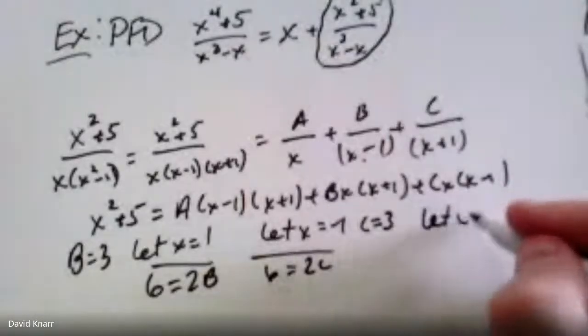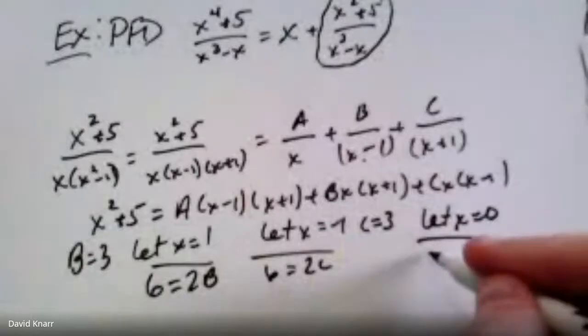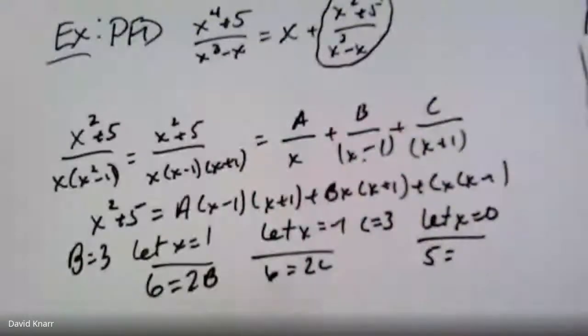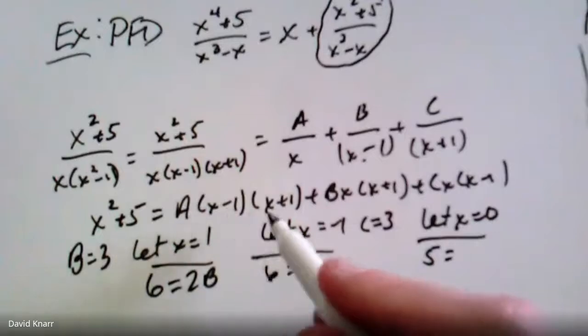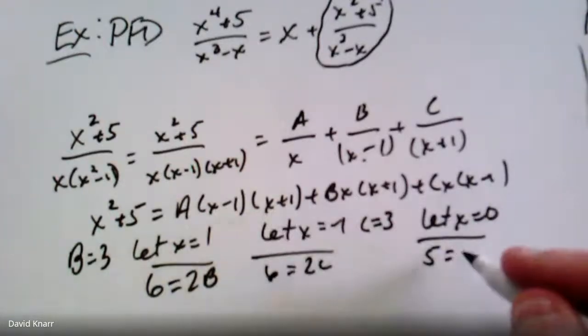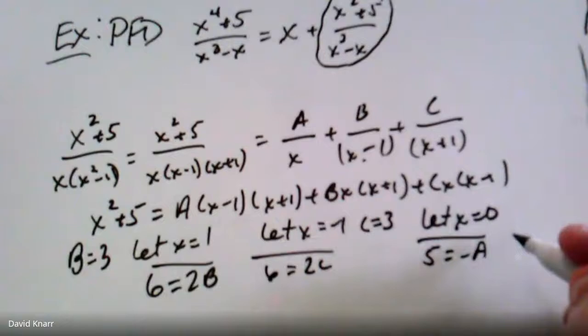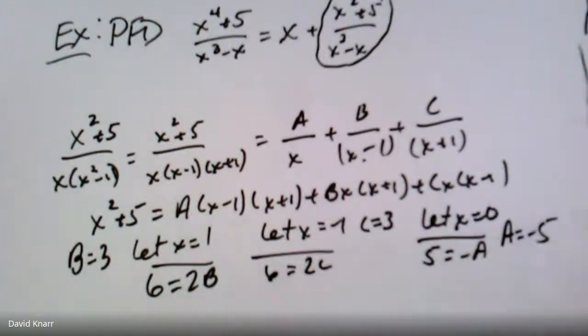And let's let x be 0. We'll get 5 on the left. And on the right, A stays in. So it's going to be -1 times +1 is -A. So that makes A -5. And we're all set. We have our three variables.